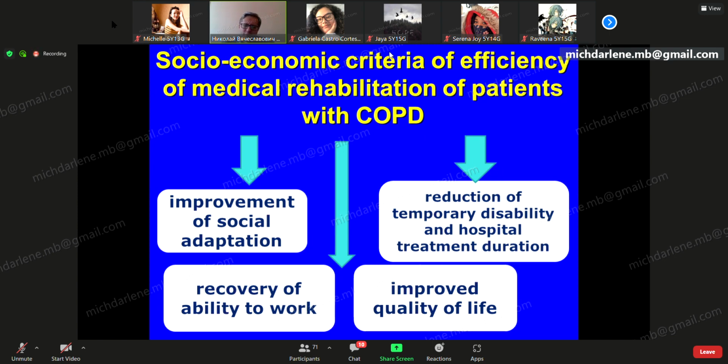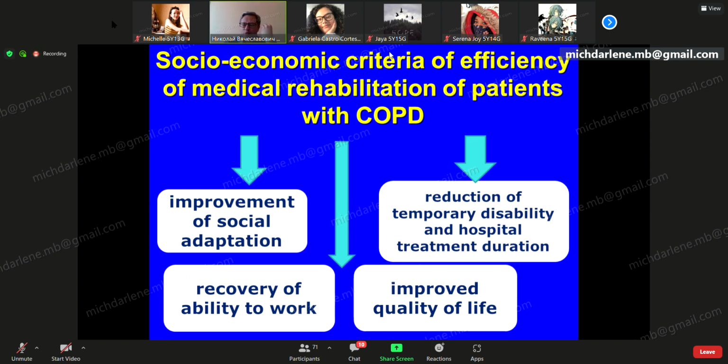And finally, socioeconomic criteria of this rehabilitation program efficiency, which we can define, estimate, and improve. Improvement of social adaptation. How can we estimate it? It's more often participation in some social events, in social cultural programs, without any problems with health. For example, attending theater or music concerts without fear of any cough attack or dyspnea attack.